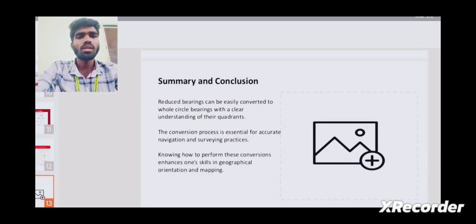Summary and conclusion. Reduced bearings can be easily converted to whole circle bearings with a clear understanding of the quadrant. The conversion process is essential for accurate navigation and surveying practices. Knowing how to perform these conversions enhances one's skills in geographical orientation and mapping.